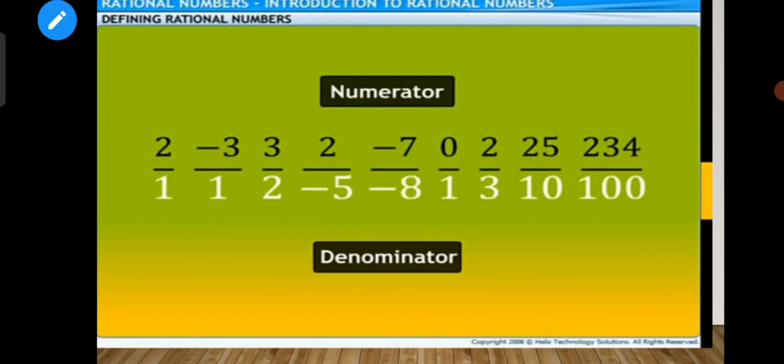Now numerator and denominator. As you know, if a number is represented in the form of p by q, the upper number is called the numerator and the lower number is known as the denominator. So if we take the whole number 2, in the form of p by q it will be 2 upon 1, where 2 is the numerator and 1 is the denominator. Similarly, if we take 2 upon -5, 2 is the numerator and -5 is the denominator. And children, we need to take care of one thing, that we should avoid keeping the denominator negative. So if the denominator is negative, multiply the numerator and the denominator by -1 and you will get the denominator positive.